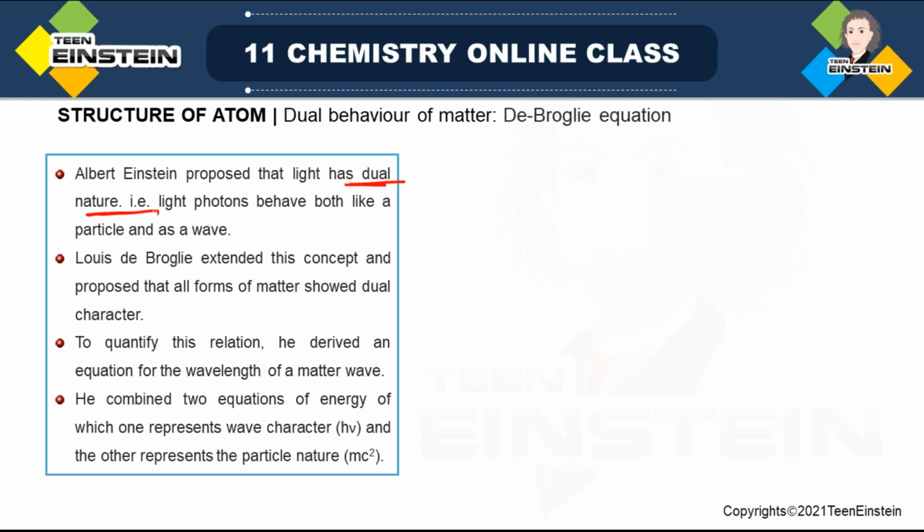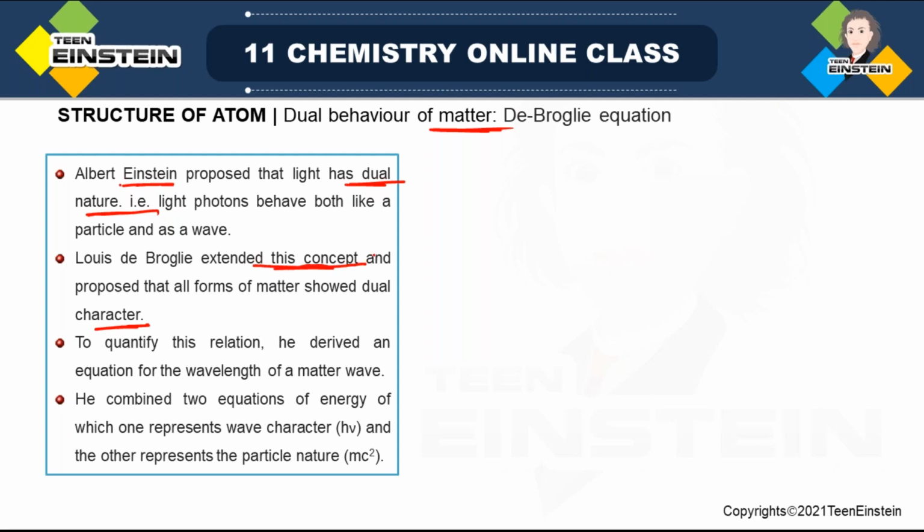But now this dual behavior will be extended, and in a general way we can say dual behavior of matter. Previously it was restricted only to light, electromagnetic radiation, which was proposed by Albert Einstein. But now Louis de Broglie extended this concept and proposed that all forms of matter show dual character. So it is not just for light, it is in general for any matter, whether microscopic or macroscopic. That is why it is an extension of this concept.